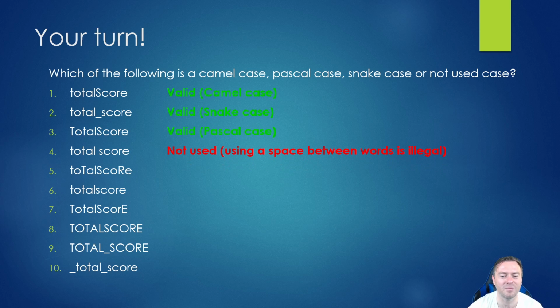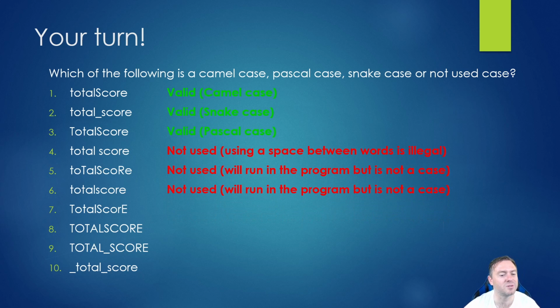The next one's not valid because it's got a space, so it's illegal. This one's not used. It is valid, like it would work in a program, but it's confusing. The next one's also not used, just because it's not a case. The next one's not used as well. It's not a case, but it would run in the program. So they're legal in terms of what the computer can run, but in terms of convention for other programmers, you might confuse and scare them away.